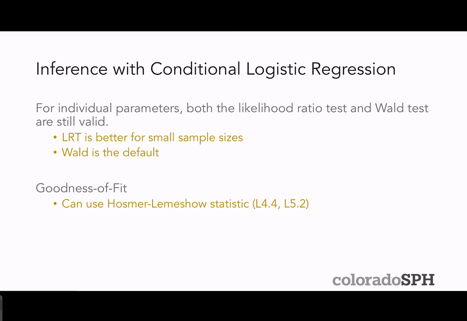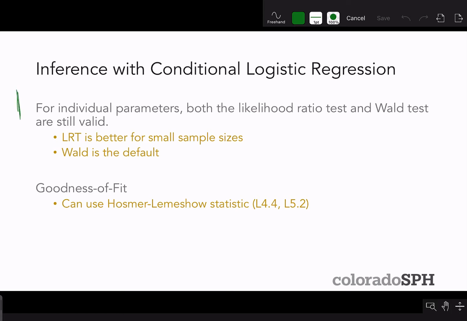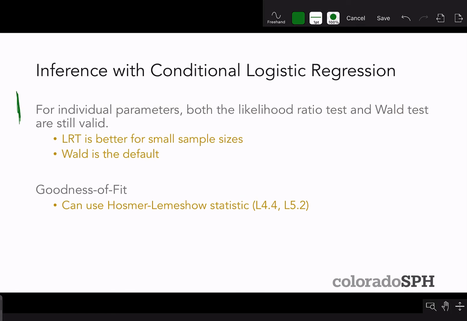Generally speaking, the way that you do inference in conditional logistic regression is the same as you would in regular logistic regression. For testing individual parameters, both the likelihood ratio test and the Wald test are still valid, meaning that you can use either of these to get confidence intervals or hypothesis tests for your parameter values. The likelihood ratio test is better for small sample sizes. However, Wald is the default in R because it's easier to calculate.